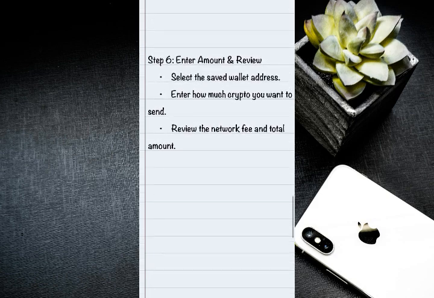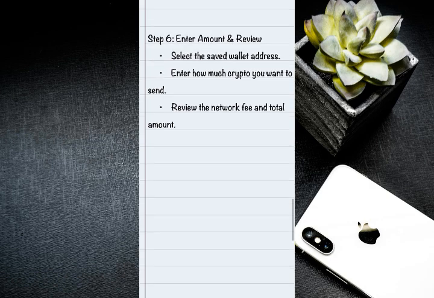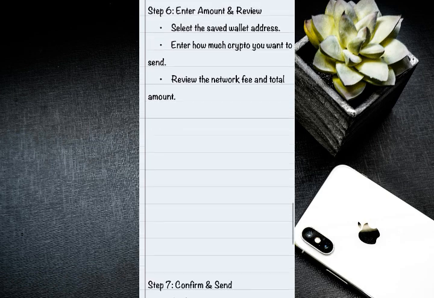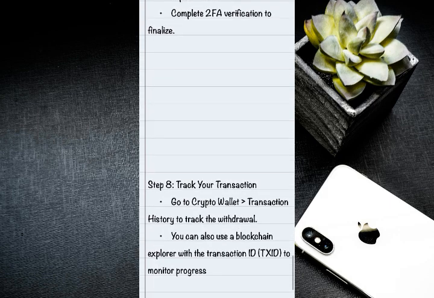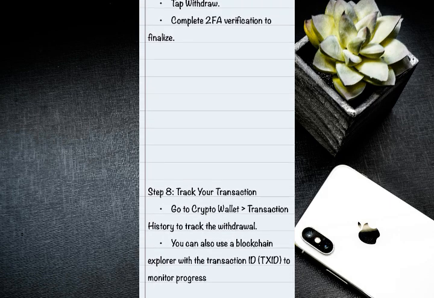Then also select Save Wallet Address, then enter how much crypto you want to send, and review the network fee and the total amount. Then after that, double check the wallet address and amount, then tap on Withdraw. You also have to complete the 2FA verification to finalize your transaction. Then after that, you can go to Crypto Wallet and click on Transactions to check the history of your withdrawal.